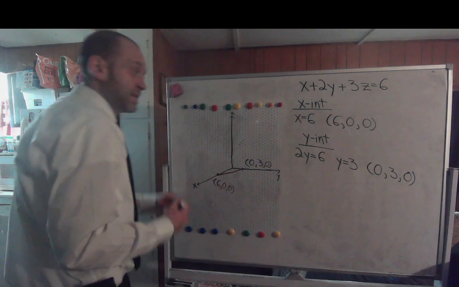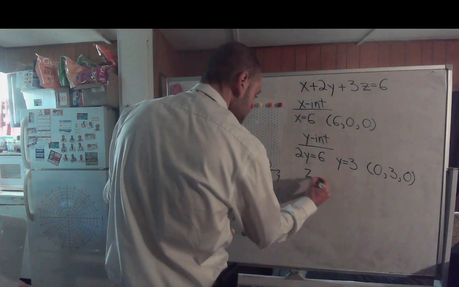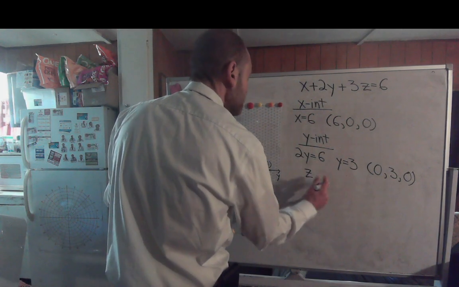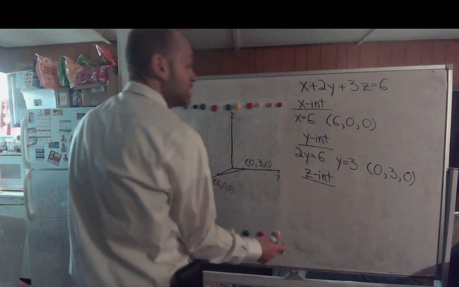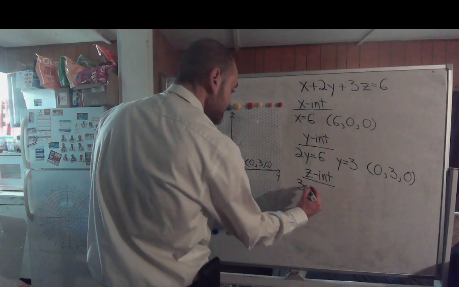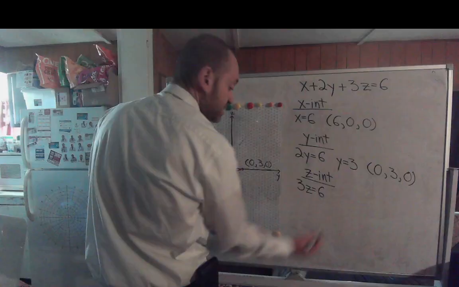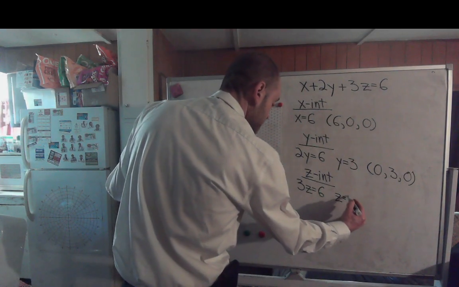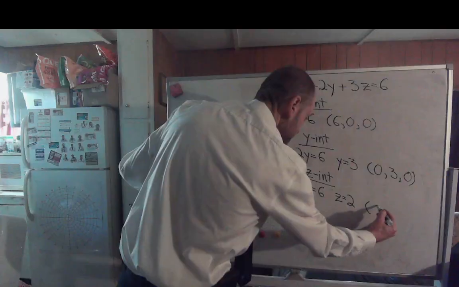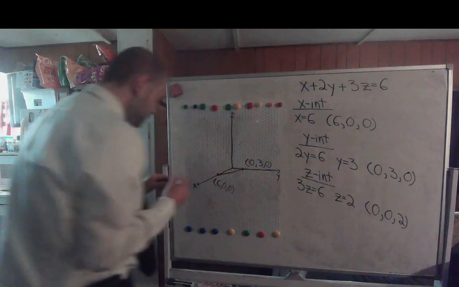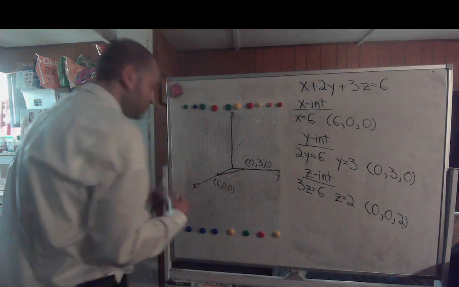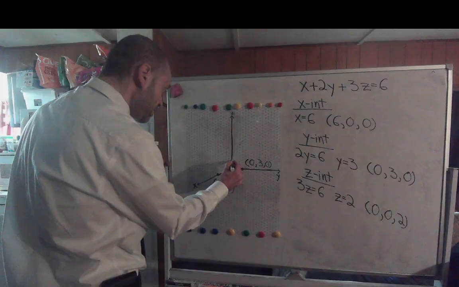Then, of course, we need to find the z-intercept. The z-intercept, you guessed it, you're going to set x and y equal to 0. If you do that, you'll get 3z equals 6, which would give you z equals 2. So the z-intercept will be at the point 0, 0, 2. So let's go ahead and plot 0, 0, 2. That's about right here.